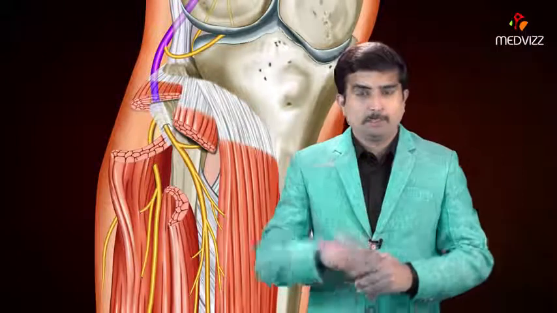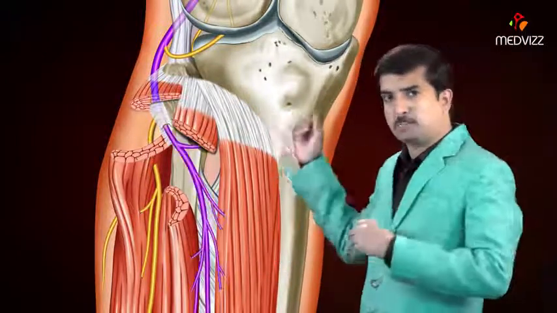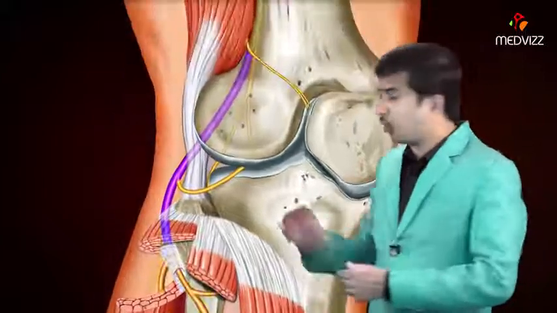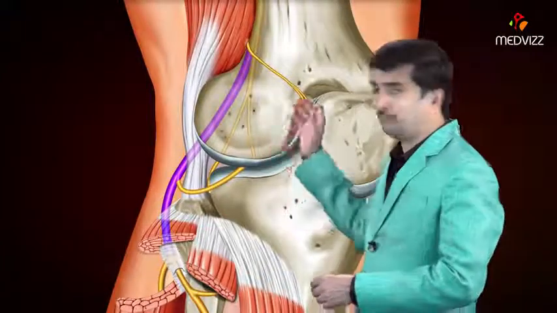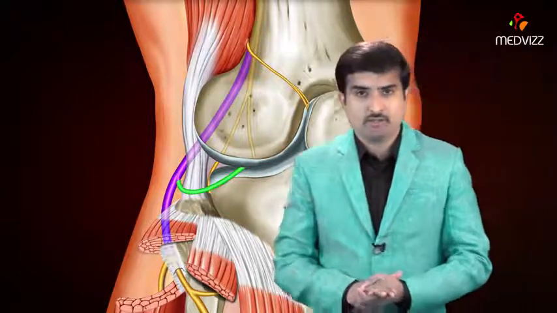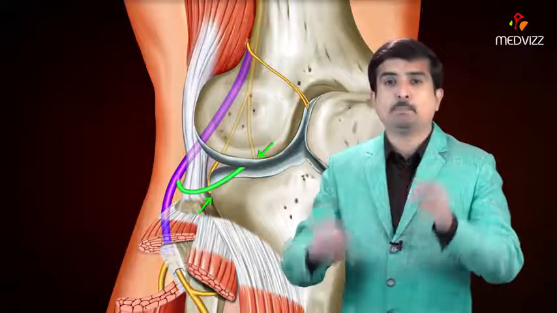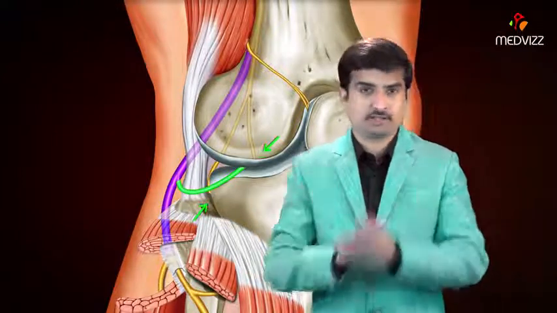So when we talk about the common peroneal nerve, before dividing into the deep as well as superficial peroneal nerves, the common peroneal nerve gives off the following branches. One is the articular branch. The articular branch is given off to the knee as well as the superior tibiofibular joint.